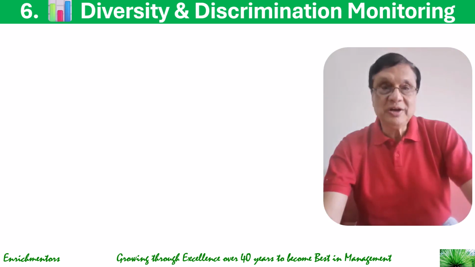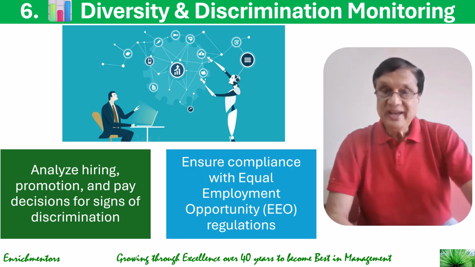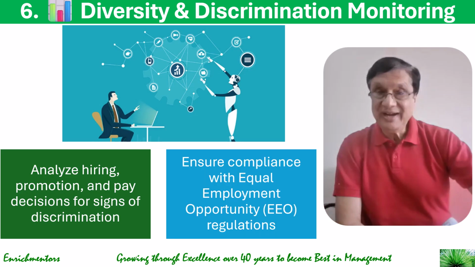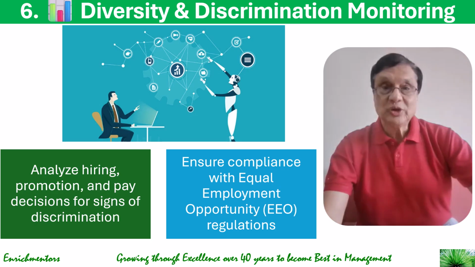Then it also monitors diversity and discrimination. AI can analyze hiring patterns, promotions, and pay decisions for signs of discrimination. It can ensure compliance with equal employment opportunity, EEO, regulations. And an example of this would be AI detecting that women are consistently rated lower in performance reviews in a certain department, and then flagging it for a review. So like this, the diversity and discrimination monitoring happens.